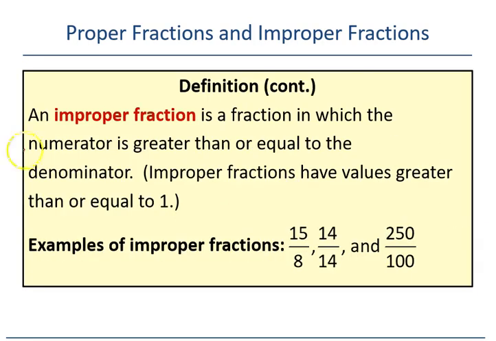Continuing on. An improper fraction is a fraction in which the numerator is greater than or equal to the denominator. Improper fractions have values greater than or equal to 1. This will become more apparent later on. We won't hang out on this too much right now. Examples of improper fractions. Notice 15 is larger than 8. It also said that I could have 14 over 14. That is just fine. So these are all examples of improper fractions. This is terminology that you're just going to learn about. We'll use the term improper a lot more than we use proper.